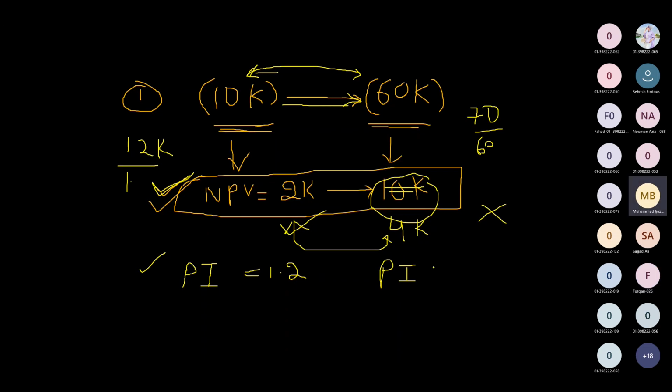1.16, right? So here, the PI of the second project is lesser. However, I cannot expect that the increase in the required investment would exactly match, or be in the same proportion as, the increase in return. In that case, I'm preferring NPV. Is it clear? Yes, sir.